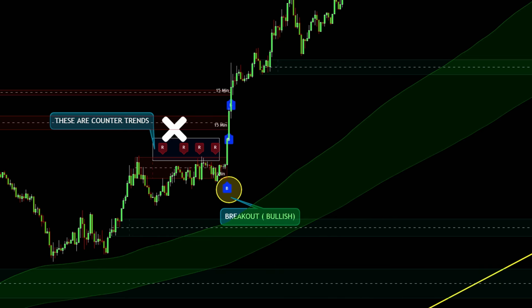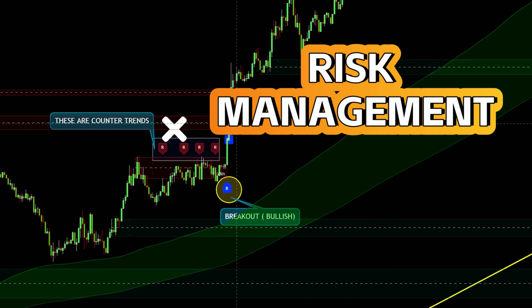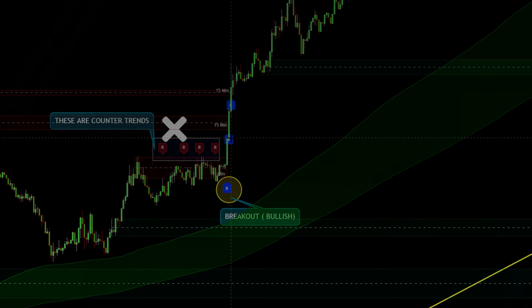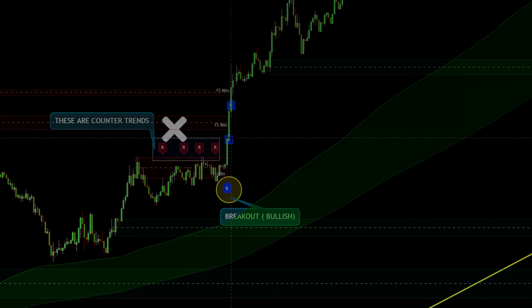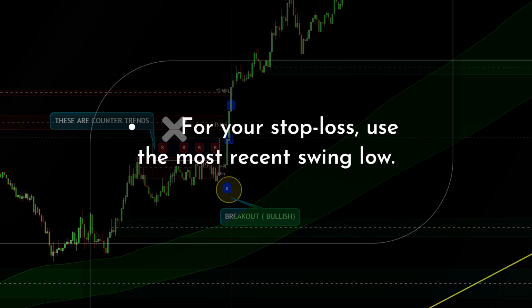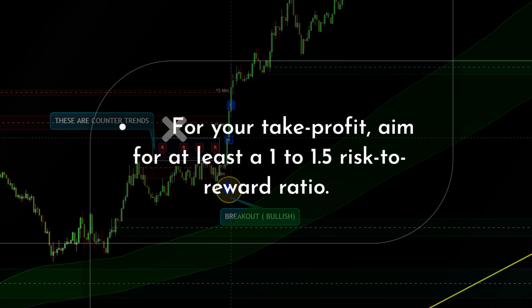Quick side note, let's talk risk management because that's just as important as the entry. First, never risk more than 1% of your total capital per trade. For your stop loss, use the most recent swing of the market. And for your take profit, aim for at least a 1 to 1.5 risk to reward ratio.